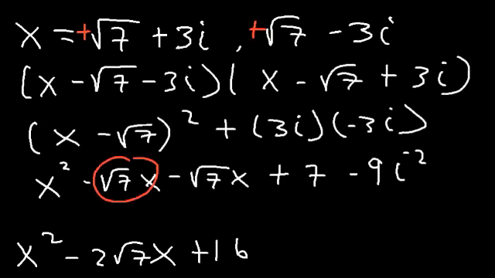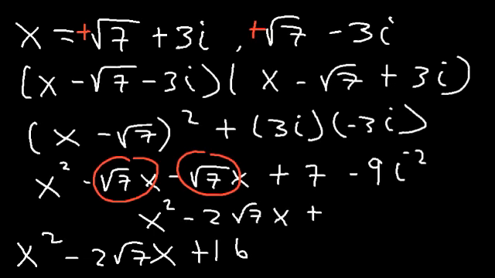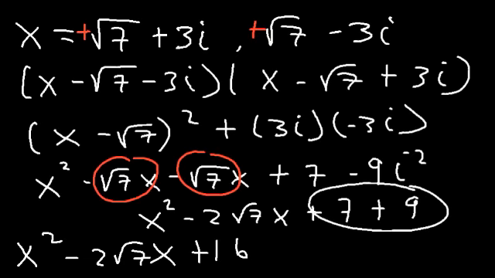So we can see that these two are going to add to -2 root 7x. And then this is going to be 7. -9i squared is plus 9, which these two will become 16. So you get the same answer.